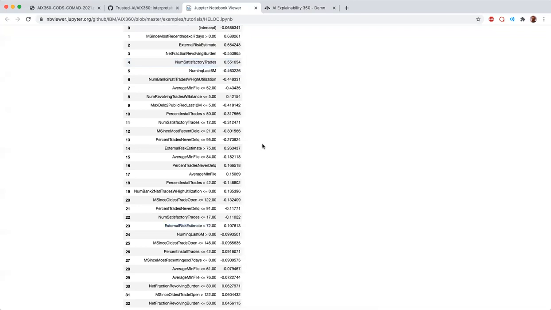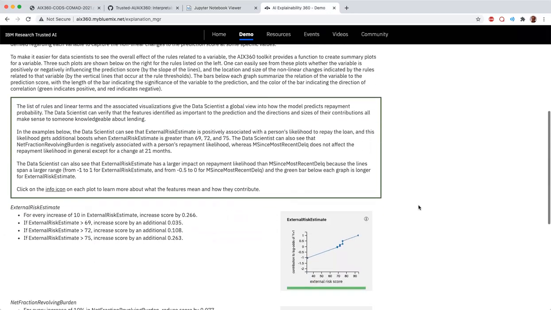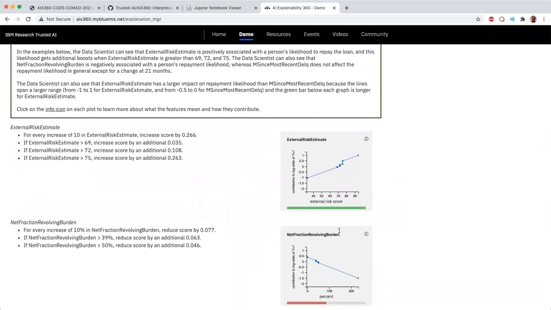If you take a look at some of the rules, for instance, each variable can be used by multiple rules. For example, the external risk estimate. There is one rule here, and there's another rule here, which also uses external risk estimate. So in order to make the job of a data scientist even simpler, the explainer essentially outputs such graphs which explain how each feature impacts the final score of a customer.